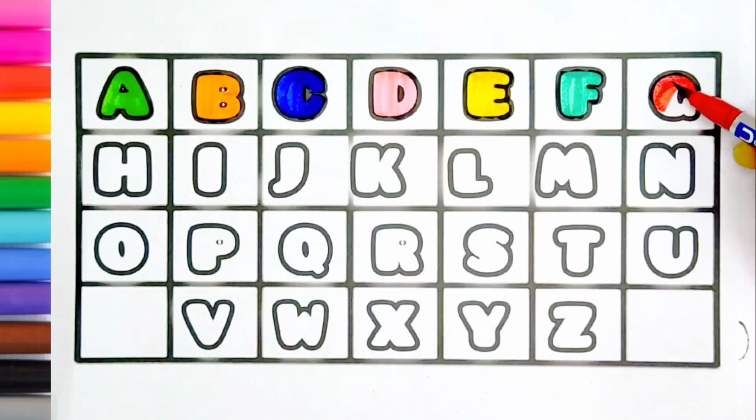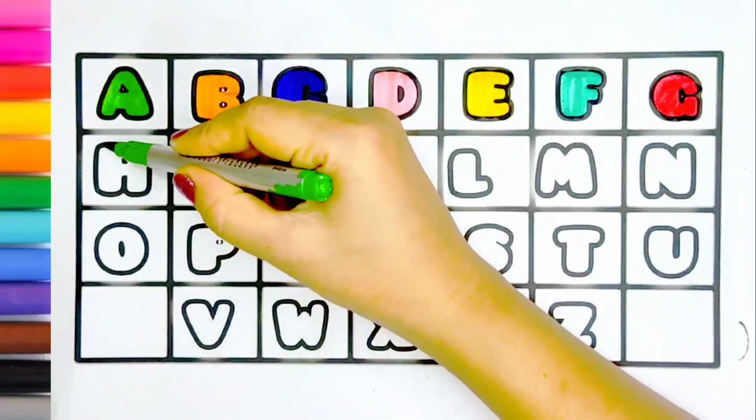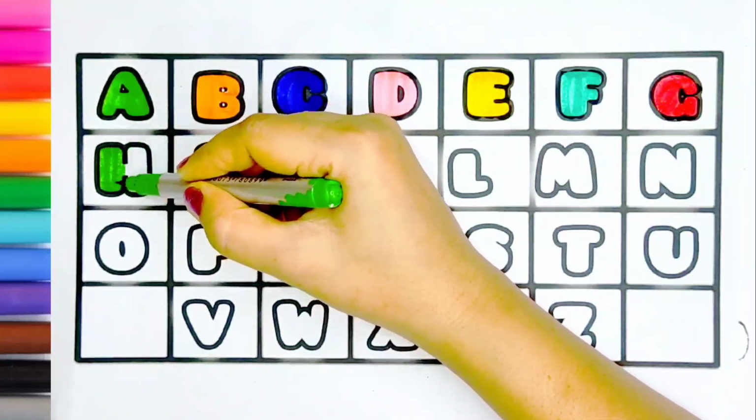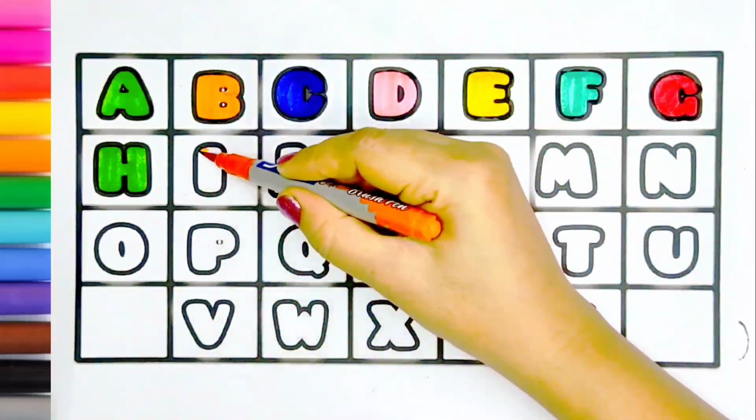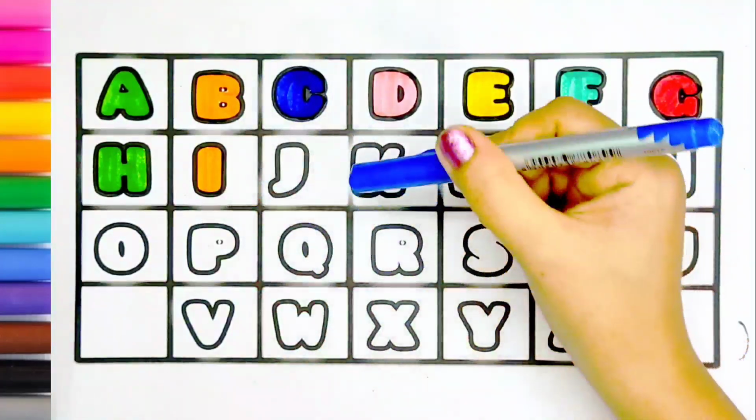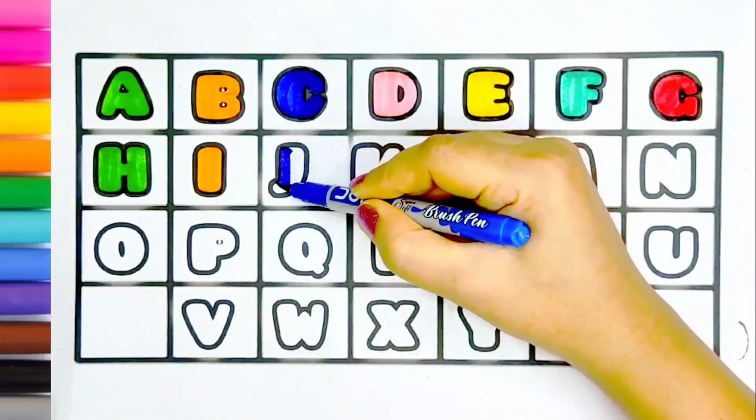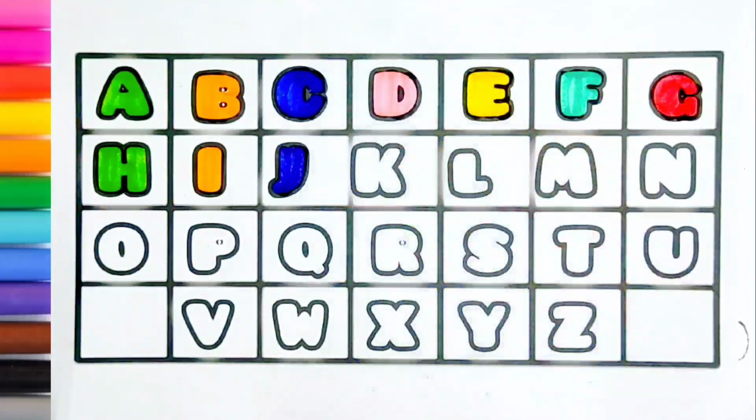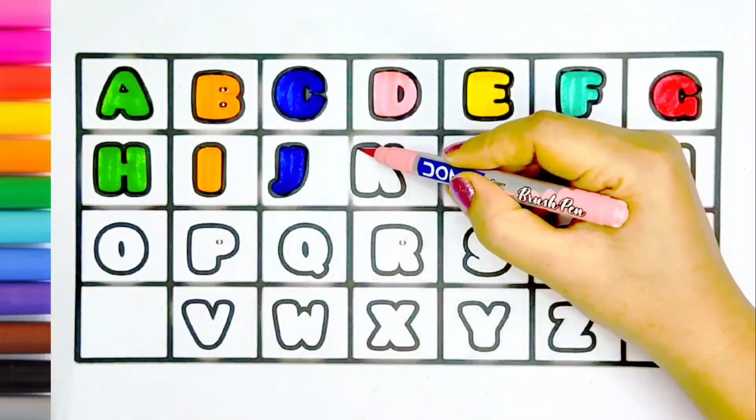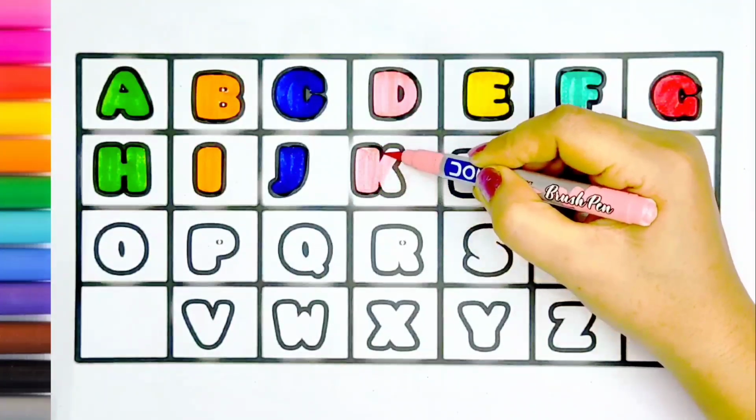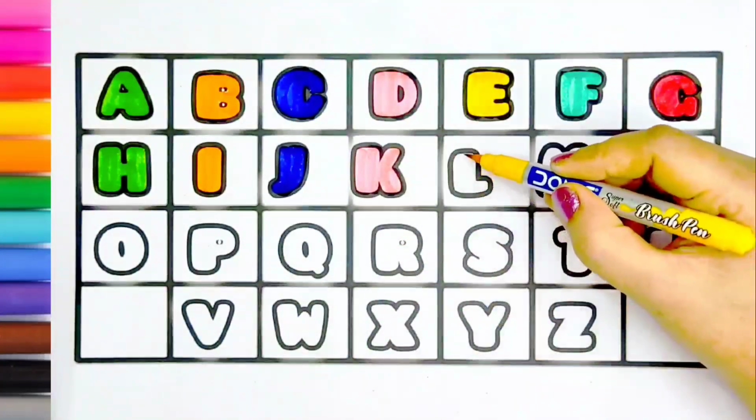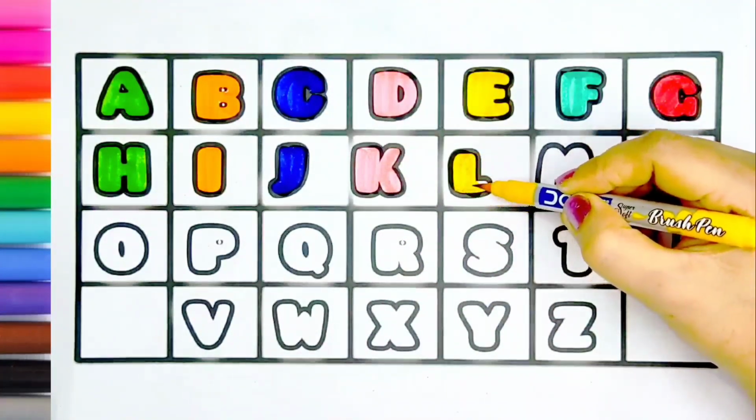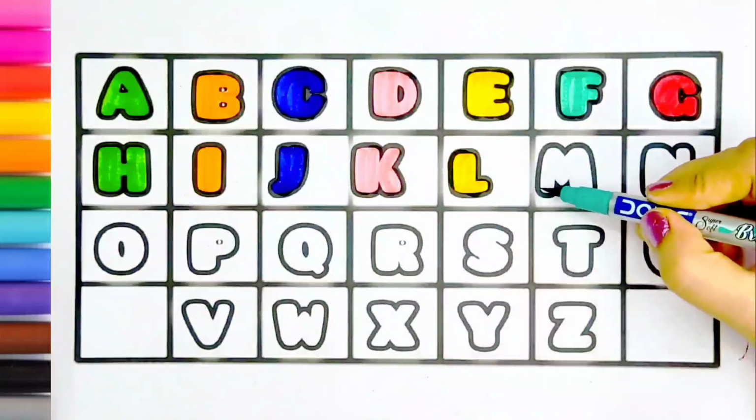G for grapes. Light green color. H for hand. Orange color. I for eyes. Blue color. J for jug. Pink color. K for kangaroo. Yellow color. L for lamp. Green color.